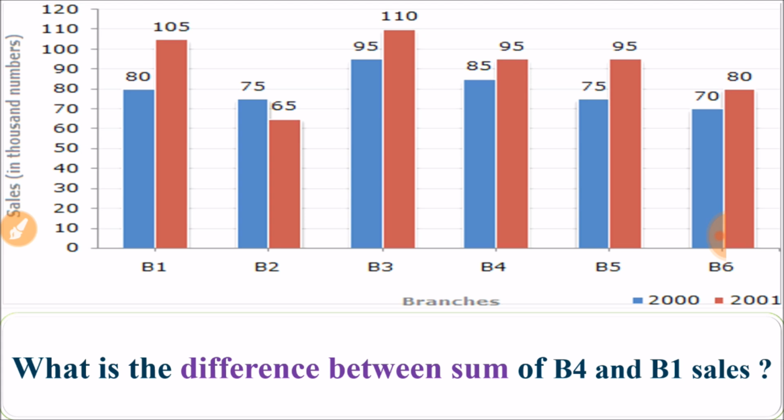After sum, we discussed the difference of some numbers, right? Here, what they ask you is: what is the difference between the sum of B4 and B1 sales? They have not even mentioned the sales of 2000 or 2001. They ask you to combine the sum of B1 and B4. For B4, you know there is a blue bar and a red bar, so you have to add those two numbers.